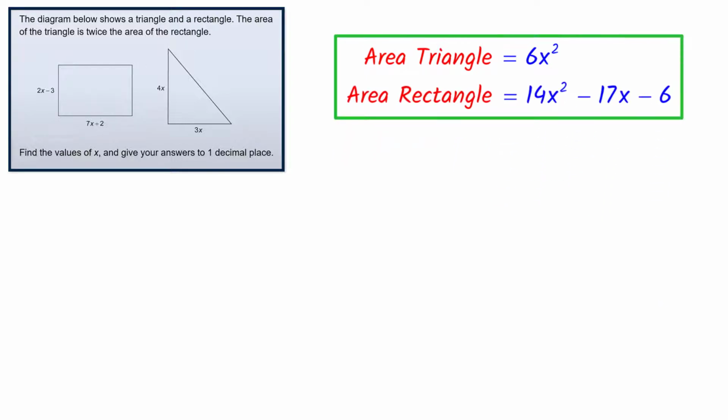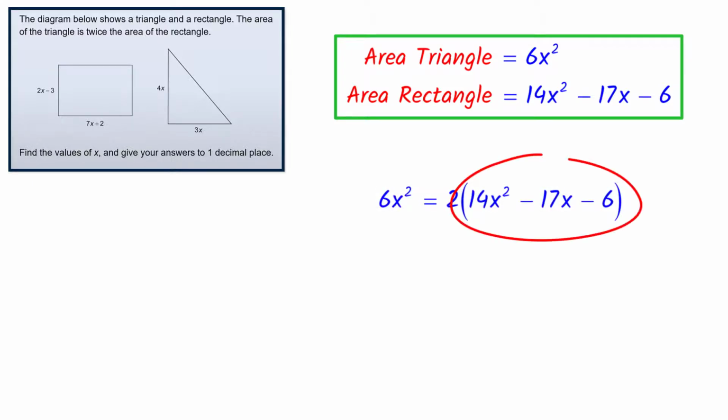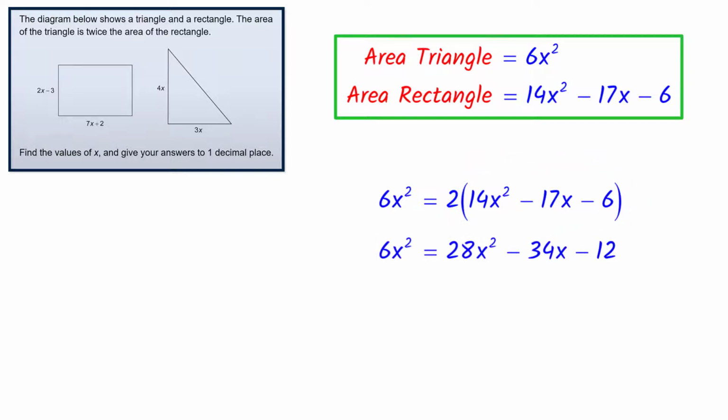Now the question states that the area of the triangle is twice the area of the rectangle. So this means that the area of the triangle, 6x squared, is equal to 2 times the area of the rectangle. Expanding the brackets on the right hand side gives 6x squared is equal to 28x squared minus 34x minus 12. Subtracting the 6x squared from both sides gives 0 is equal to 22x squared minus 34x minus 12.